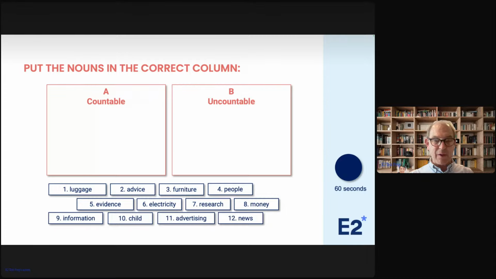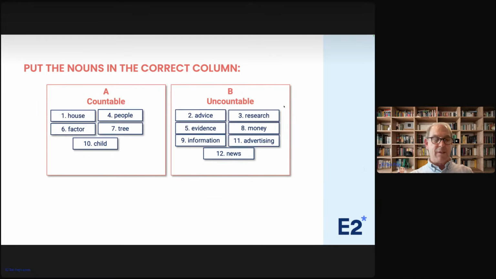All right, here we go. So what does it look like? Something like this. House: one house, two houses. People: one person, two people is plural. One factor, two factors. One tree, two trees. One child, two children. Uncountable: advice, because no advices. Research, no researchers. Evidence, no evidences. Money, no monies. Information, one advertising, one news.